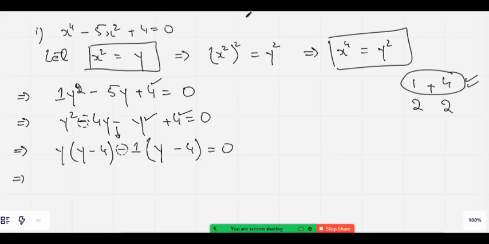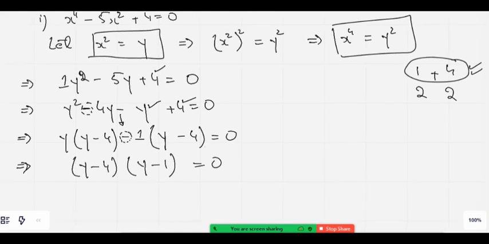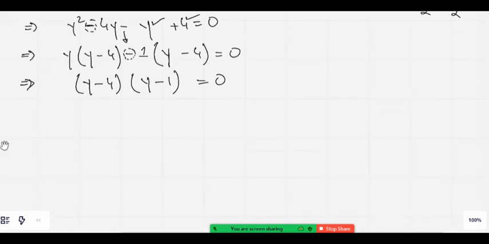Okay, so I'm having common factor y minus 4. This is my first factor, and then I combine the remnants. I'm getting the second factor. This is it. But we're not going to stop here. Now we will restore our original variable. We see that y is equals to x squared. Yeah, so at the place of our y, we just write x squared like this.